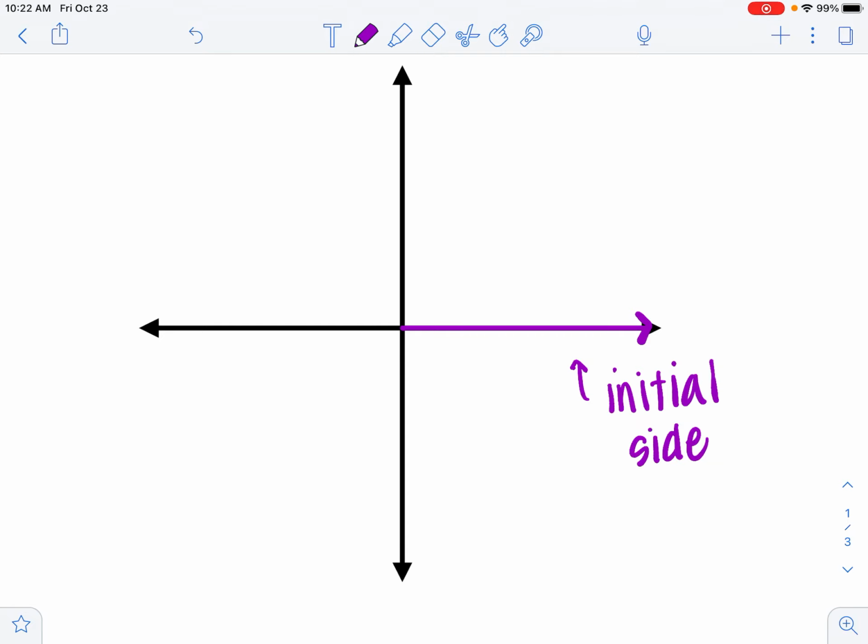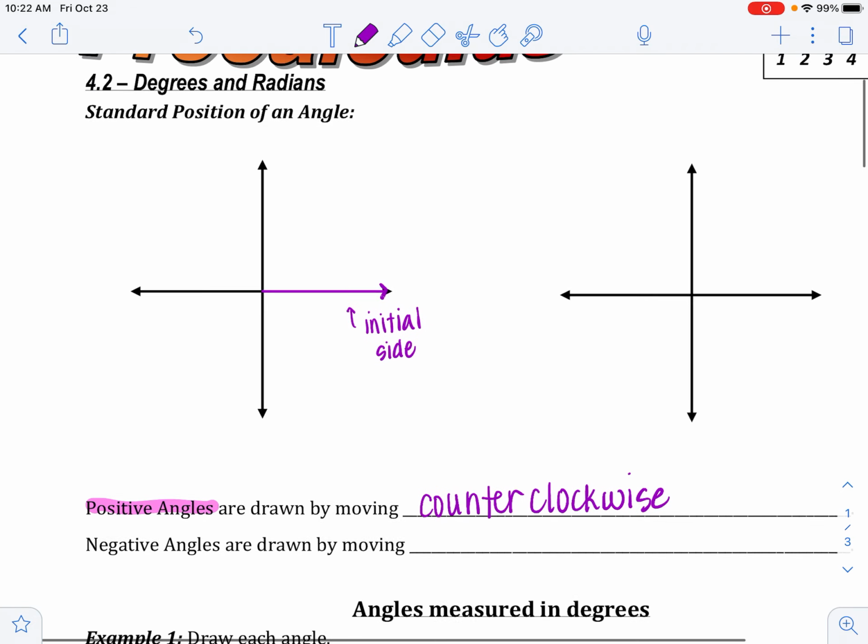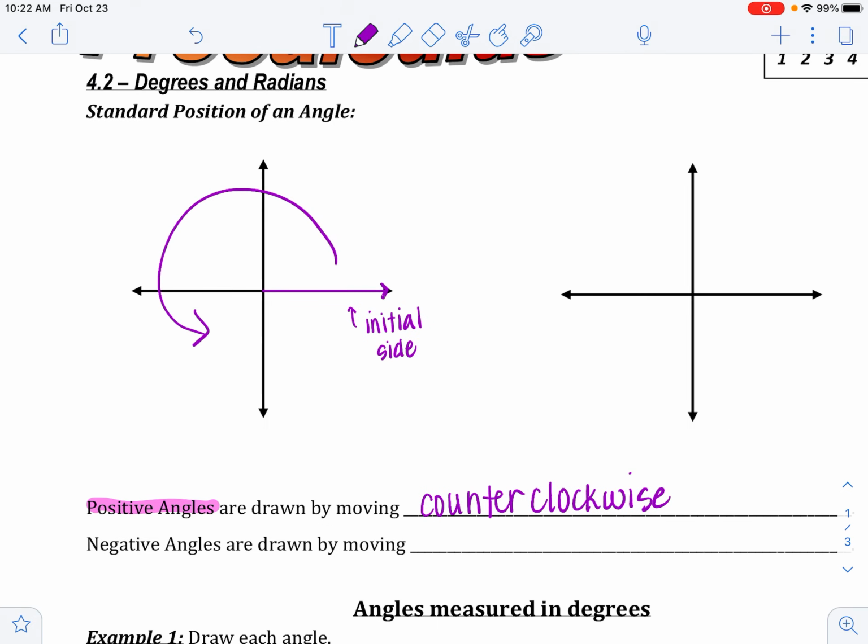Okay, and then we also have our terminal side. So initial is beginning, terminal is end. Now to go in a positive direction, you are going to go counterclockwise. So positive angles are drawn by moving counterclockwise. If I want to draw a positive angle, I have to go in this direction. I'm going to stay in the first quadrant here, and I'm just going to draw a terminal side in my first quadrant. This right here is called the terminal side.